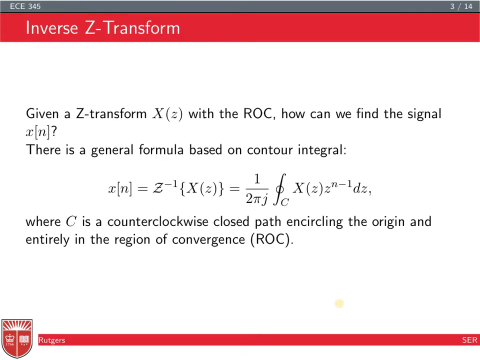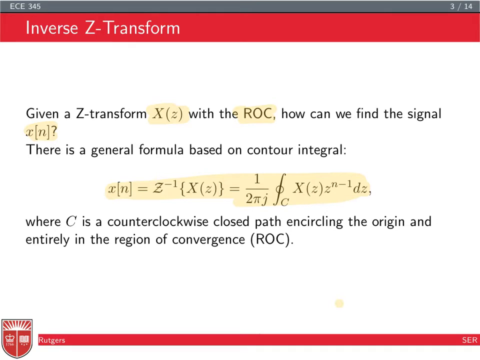The inverse Z transform is basically the following problem. Given the Z transform of a signal, which is X of z, with the corresponding ROC, the problem is to try to find what is the actual signal x of n, which is the signal in the time domain. To do this, there is a general formula which involves a contour integral, which gives you at each time n the value of the signal as an integral involving the Z transform of the signal.